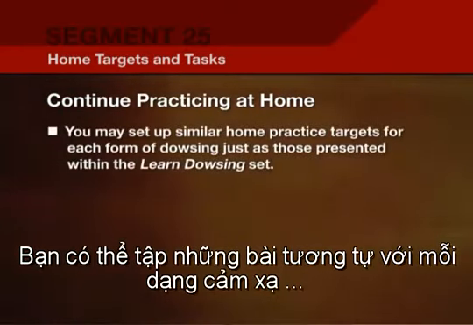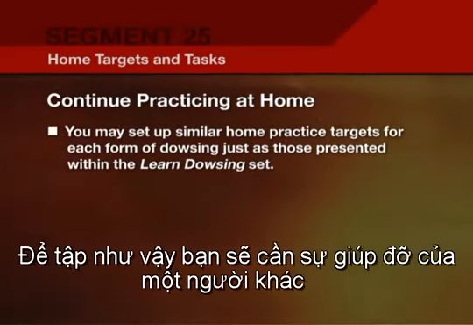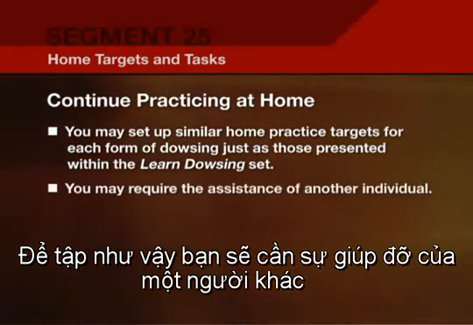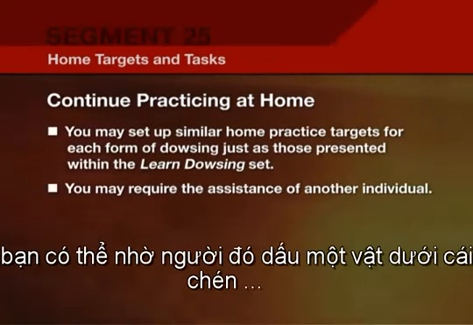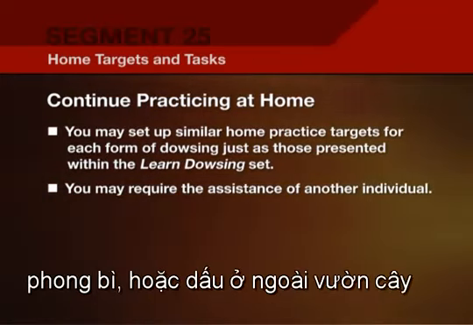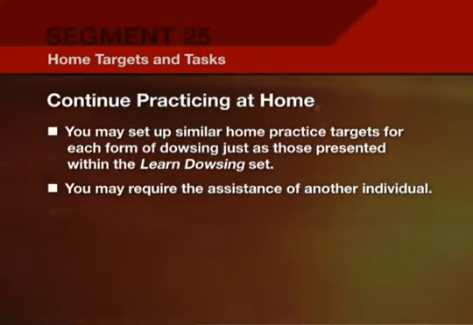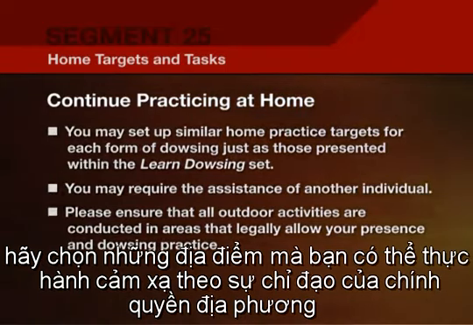Let's review what you can do to continue your practice at home. You may set up similar home practice targets for each form of dowsing, just as those presented within the Learn Dowsing set. To accomplish this, you may require the assistance of another individual. For example, when practicing an on-site dowsing session, you may conduct the sessions by asking your helper to hide an object underneath a cup or within a manila folder, or even in a bush or buried outside. Please ensure that all outdoor activities are conducted in areas that legally allow your presence and dowsing practice.